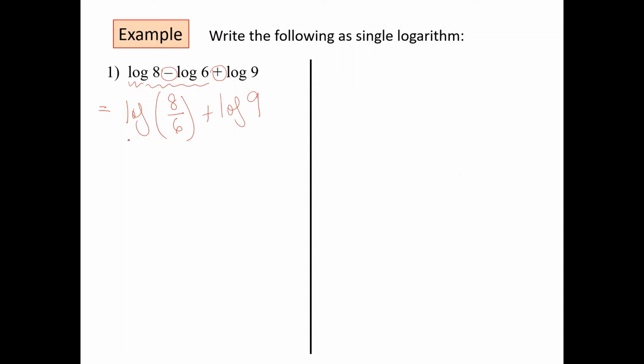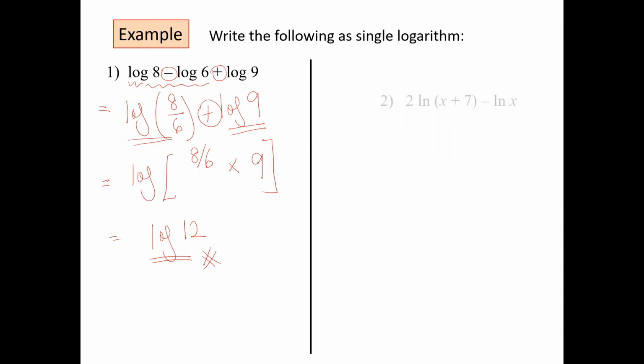Then now we have another 2 logs with addition as an operation. So now we apply law number 1. So this is log 8 over 6. In the bracket we will have multiplication, we multiply with 9. So now we will have 8 times 9, 72 over 6 equal to 12. So the answer will be log 12.